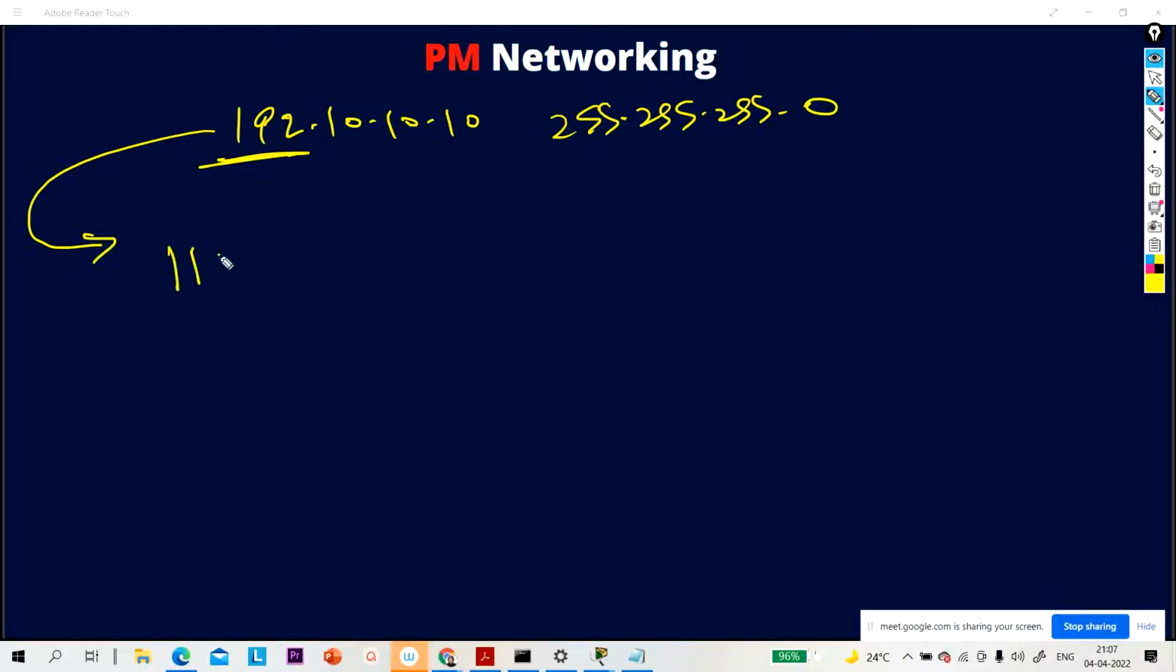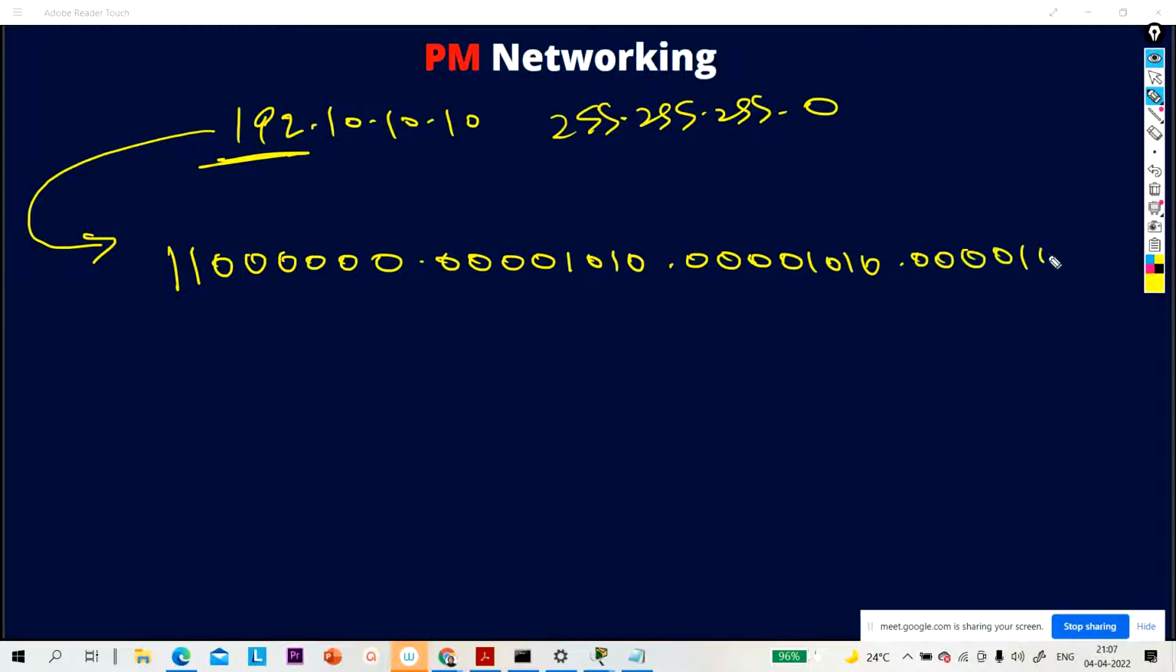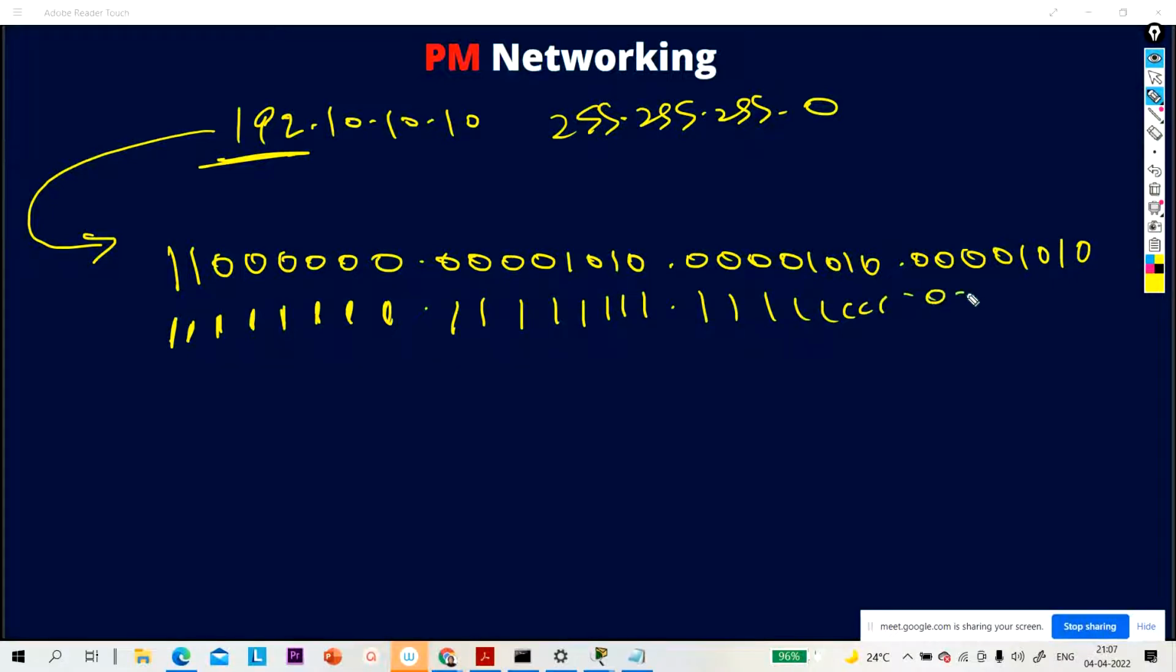Now to find the network ID, we need to convert it into binary. So the binary will be 11000000, 00001010, 00001010, 00001010, right? Now we need to convert the subnet mask into binary. So here 255. What will be the binary of 255? In the first octet the value is 255. That means all are 1 1 1 1 1 1 1 1, and 0 0 0 0 0 0 0 0.